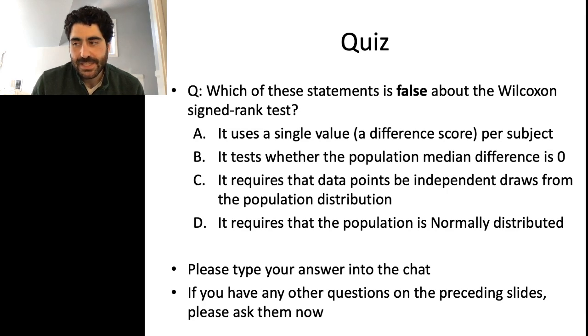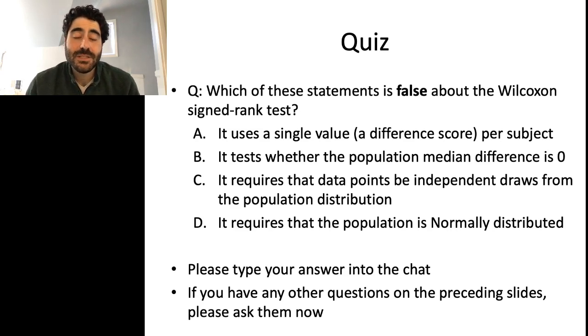All right, great. So yeah, the answer I was going for here is D, that the right. So this test doesn't require any assumptions about what the actual population of different scores looks like. So A is that it uses a single value per subject.